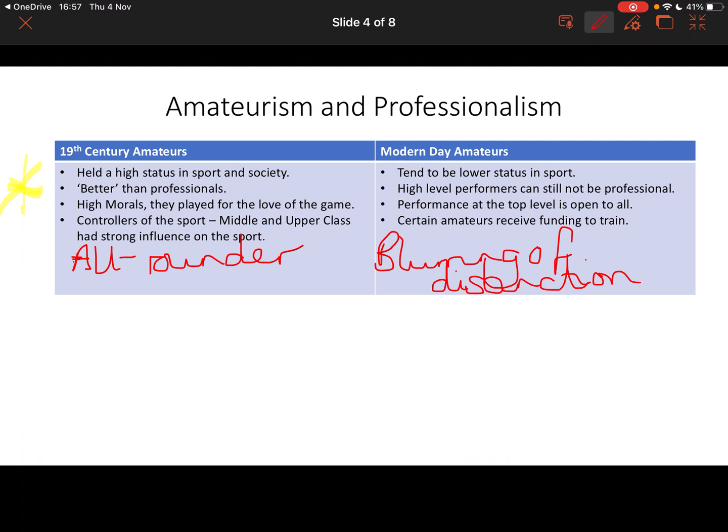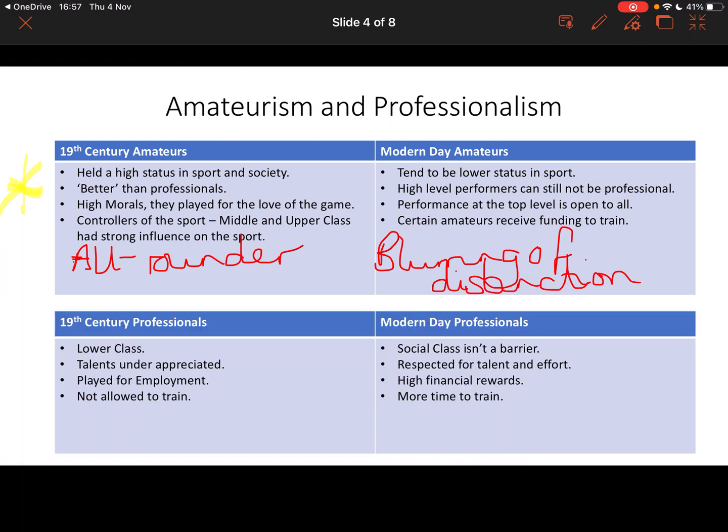But also certain amateurs would receive funding to train. So again, that's another major difference. Remember, in the 19th century, the amateurs were wealthy, they were upper class, so they did not play for money. Whereas obviously nowadays, amateurs will receive funding to train, maybe to compete in the Olympic Games, for example. Professionals, again, 19th century, it was lower class. They played for employment, remember it was their profession. And again, obviously, the higher the standard of your performance, the more money you could generate.